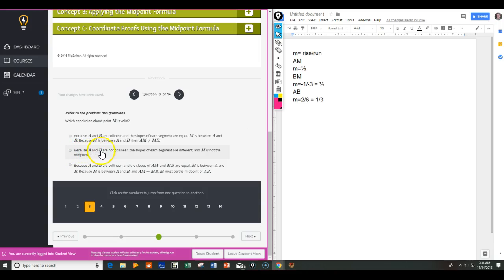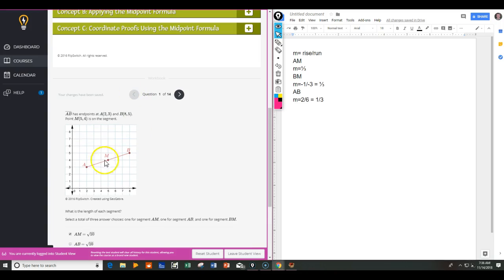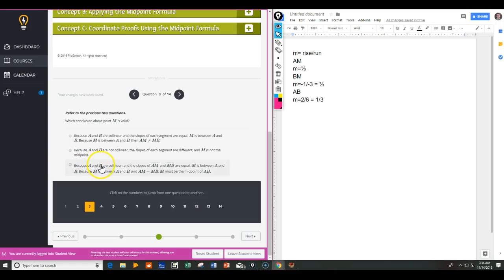2, because point A and point B are not collinear. Well, let's look at the picture. A and B lie on this same line, so that means that they are collinear, so that one is not true. Because A and B are collinear and the slopes of segment AM and the slopes of segment MB are equal, point M is between A and B, because M is between point A and point B, and the distance of AM is equal to the distance of MB. Point M must be the midpoint of segment AB. Well, since we eliminated the first two, this one has to be true.